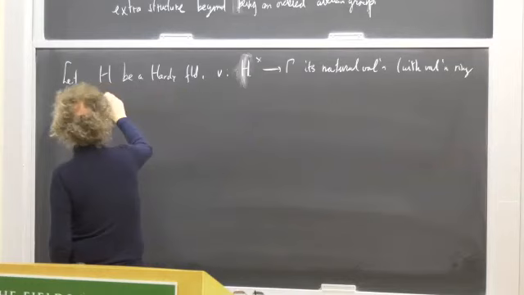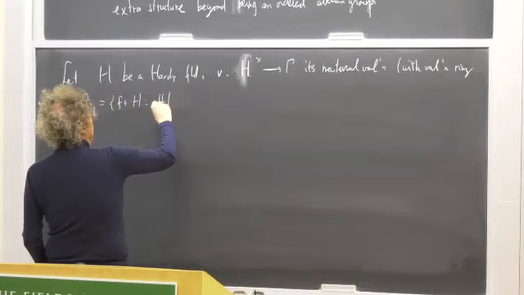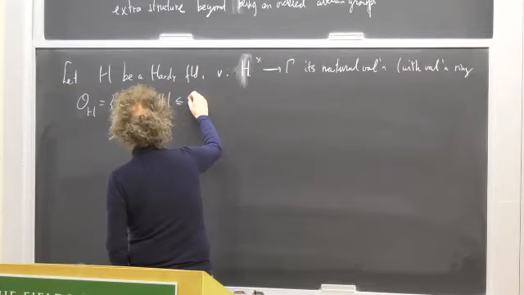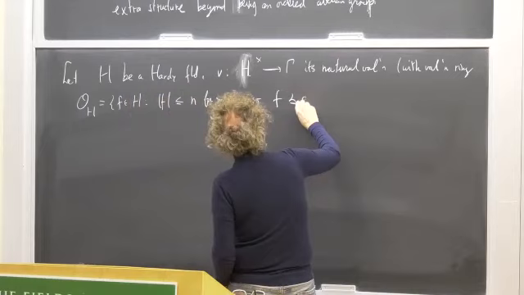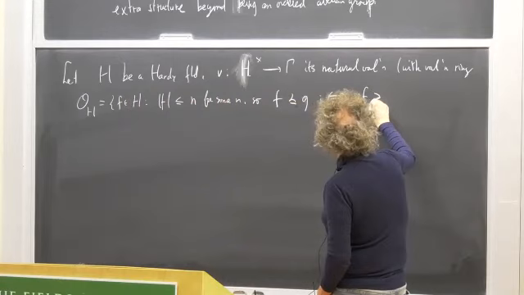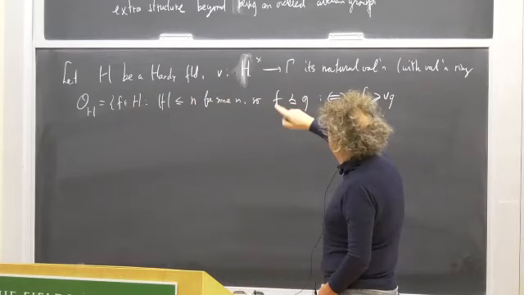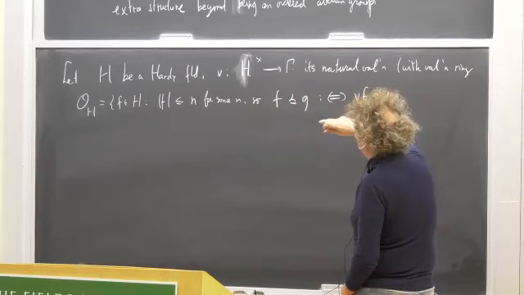O_H is all f in H such that, in the ordering of the Hardy field, the absolute value of f is less than some natural number. So this means f is dominated by g is equivalent to the valuation of f greater than or equal to the valuation of g. So you can think of the value group gamma as the equivalence classes under the relation of being asymptotic to.